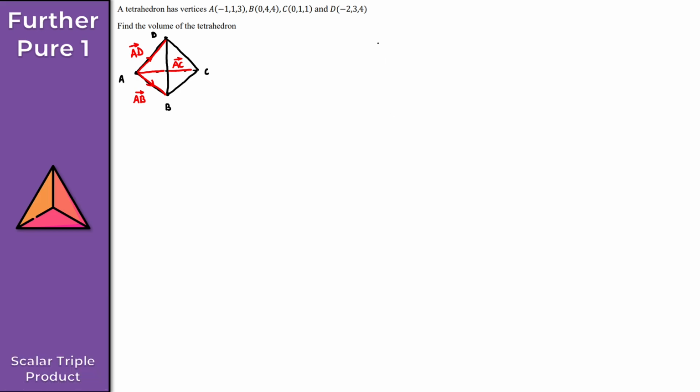So going back to my original pen color here then. For the vector AB, this is given as B minus A. So we get 0 minus 1. That's +1 there. We get 4 minus 1, so that's 3. And then finally we get 4 minus 3, giving us 1. That's the vector AB. Now for the vector AC, this is giving us C minus A. So we get 0 minus -1. That's +1 there. We then get 1 minus 1, so that's 0. And then finally here, 1 minus 3 gives us -2. That's the vector AC there.